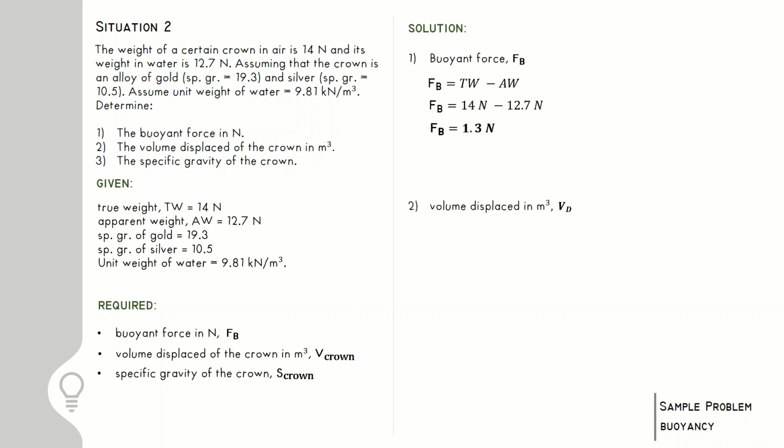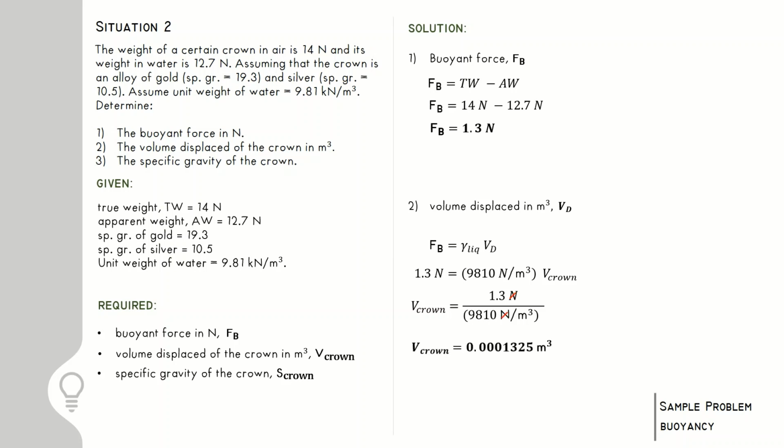Next, the volume displaced in cubic meter, or it is just the volume of the crown. By the formula, buoyant force is equal to unit weight of the liquid times volume displaced. Substituting all the values, we have the volume displaced, or the volume of the crown, is equal to 0.0001325 cubic meter.